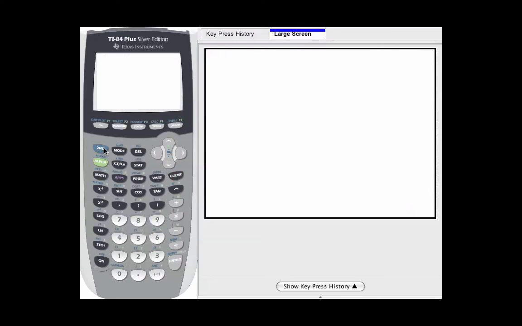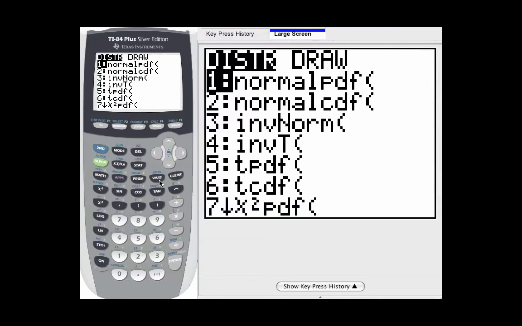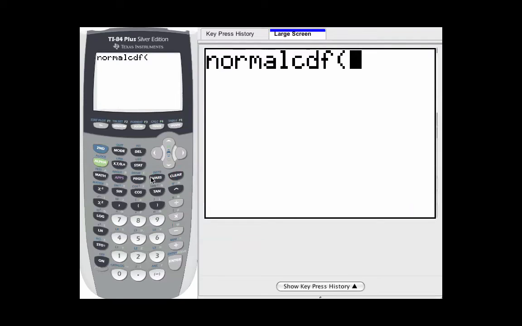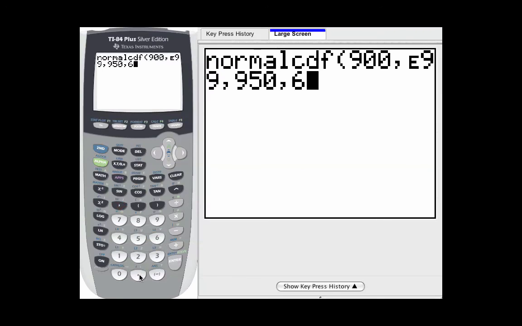So clear here. Second distribution, and we're going to use normal CDF. Okay, and let's see, what was our left endpoint again? It was 900. The right endpoint was E99. Our mean here was 950. And our standard deviation was 6.892. Close it off, and the calculator says, you know what, I can't tell any difference between that and 100%.